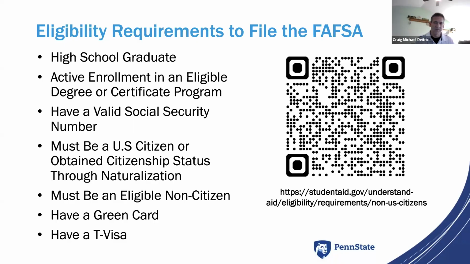If you're not sure if you're an eligible non-citizen, the best way to figure that out would be to go out to the studentaid.gov site or use the QR code here on this slide, and it will walk you through and tell you what you need to be in order to be considered an eligible non-citizen. Okay, you can have a green card or have a T visa. So those are all things to keep in mind. But again, if you're not sure, go out to the studentaid.gov site, use this QR code. They'll walk you through and make sure you know whether you are or not.